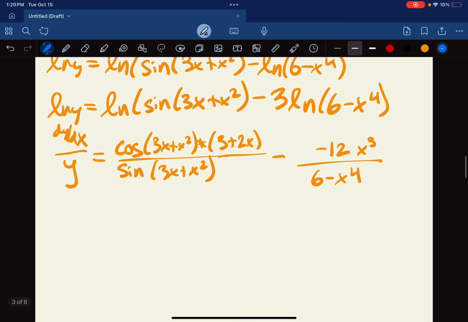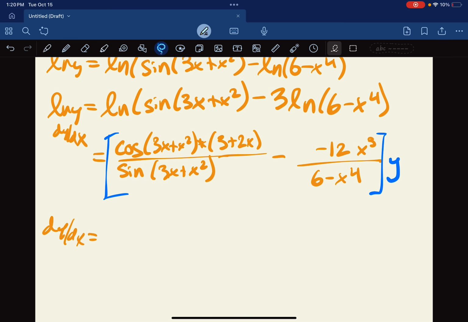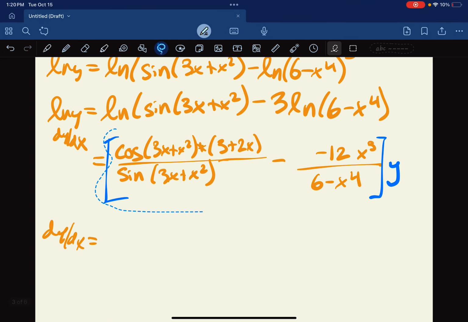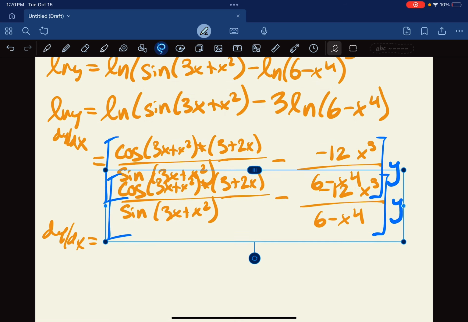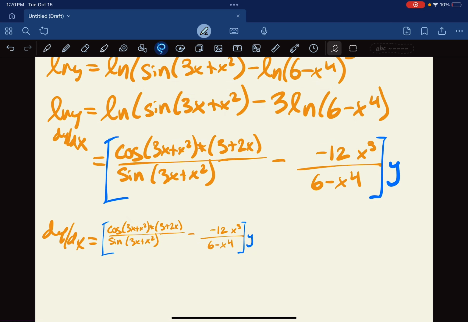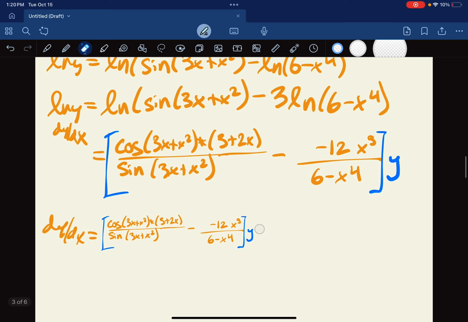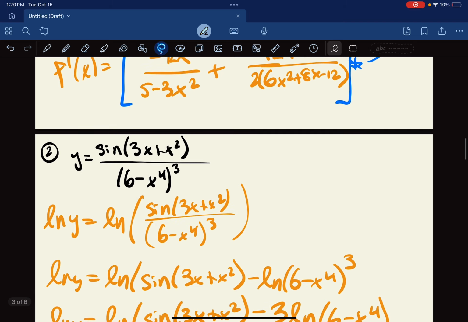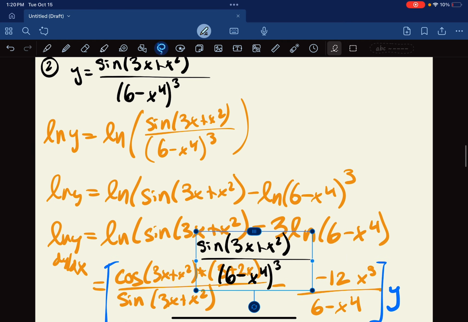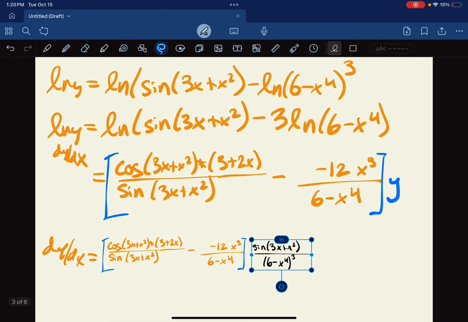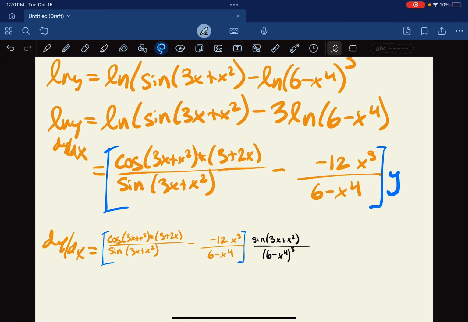So then we multiply both sides by y. So dy dx equals this stuff. And then instead of y, we just go back to our original function and just copy paste it. So this would be our final answer.